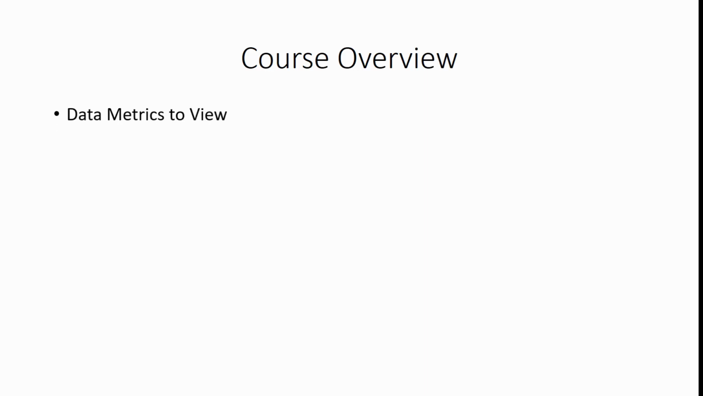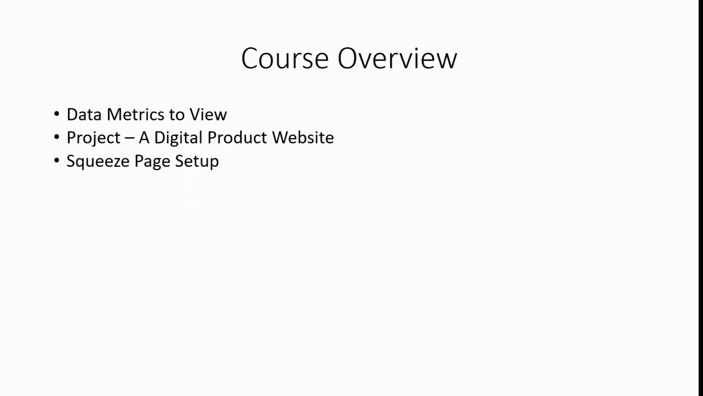So the first thing we're going to do is talk about some of the data metrics that you can actually view and measure throughout the entire process. We're then going to talk about some of the characteristics of setting up a digital product in order to be measured using Google Analytics. And then we're going to move on to a squeeze page setup. And then we're going to talk about how you measure the results.